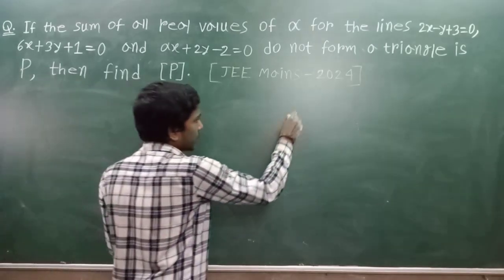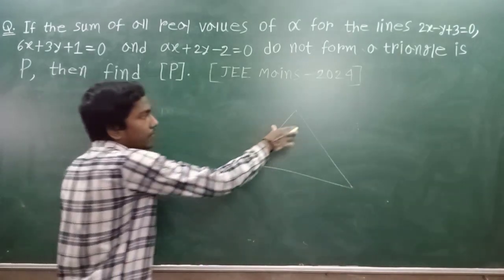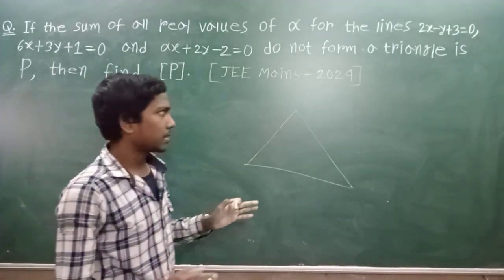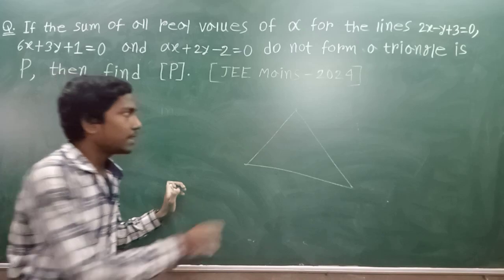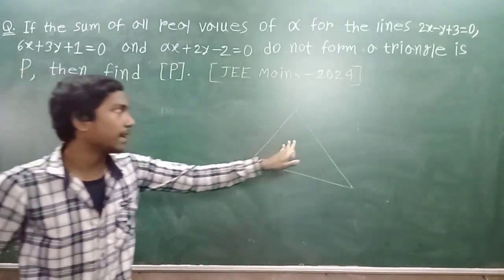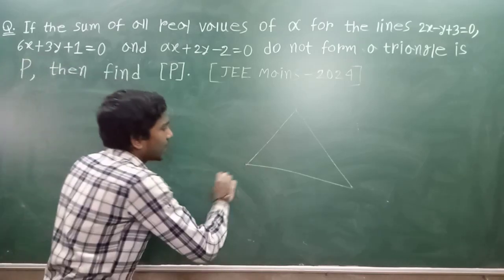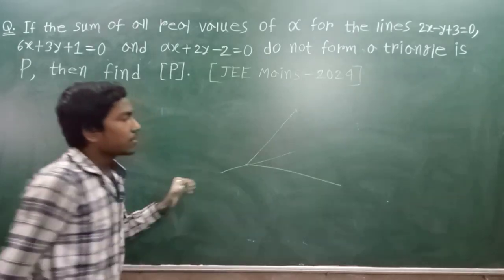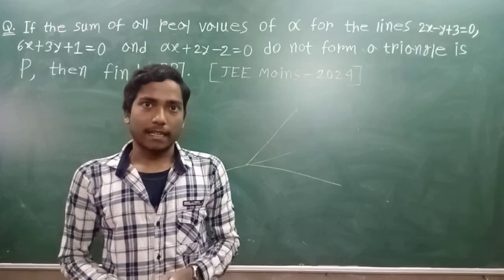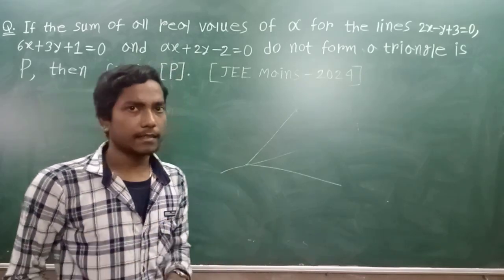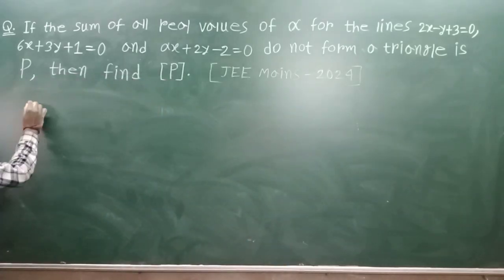Now if a triangle is formed by three lines, then any two of these lines must be intersecting. Any two lines in a triangle will intersect each other. But the third line will not pass through that point of intersection. Okay. And if the third line also passes through this point, then these three lines will be concurrent and they can never form a triangle. So if these three lines do not form a triangle, it means they will be concurrent. It is a possible condition. Okay. So let's evaluate the value of alpha. Now, case 1.